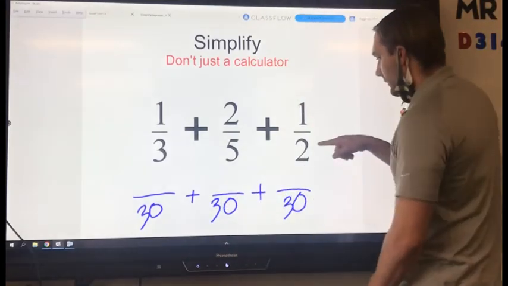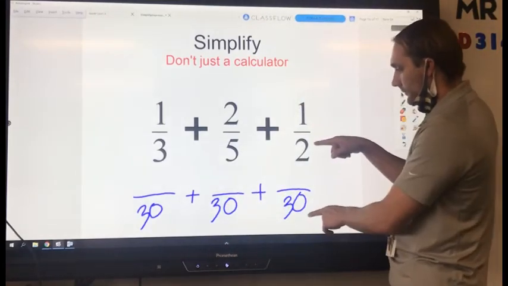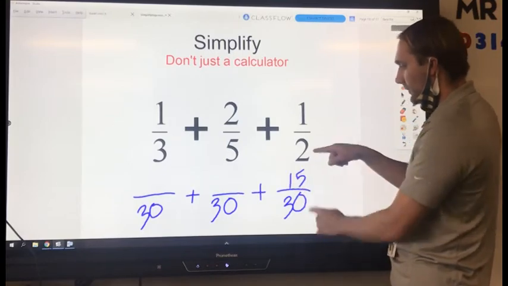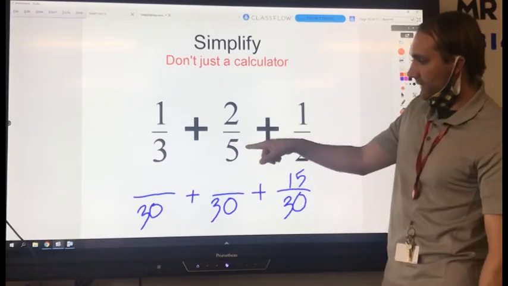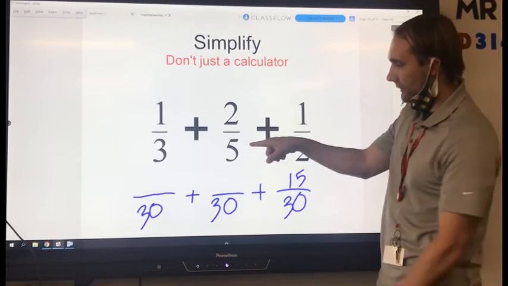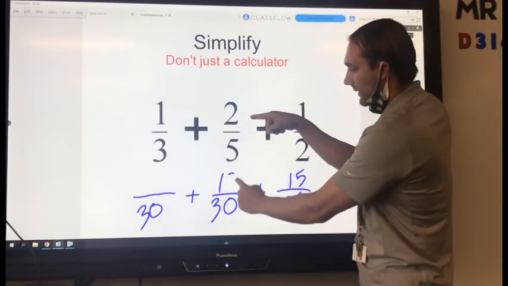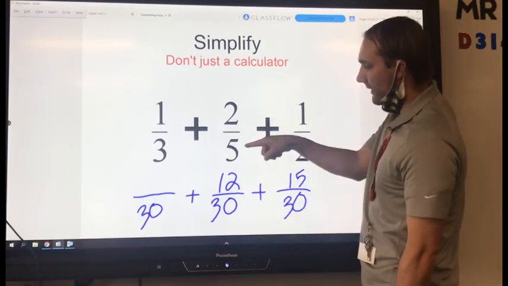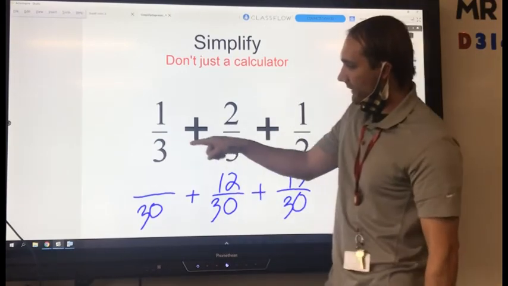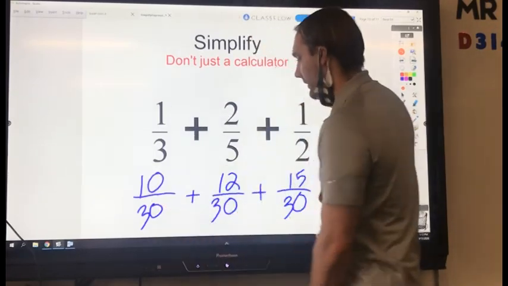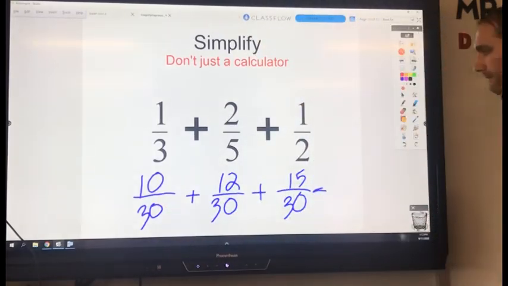So, how many times does 2 go into 30? 15. So what goes here? 15. 2 times 15, 1 times 15. How many times does 5 go into 30? 6. So what goes here? 6. 12. How to multiply by 6? Got to multiply by 6. 10. So what goes here? 10. All right. Which equals?